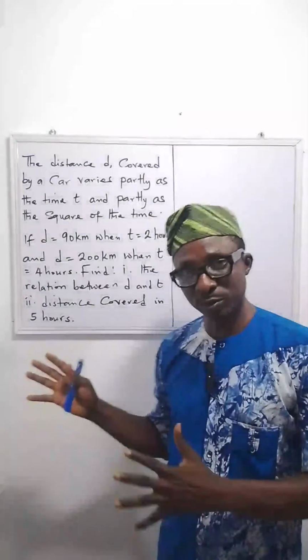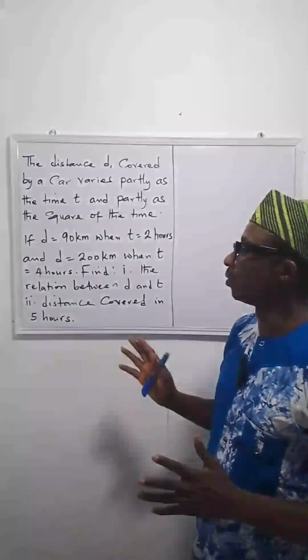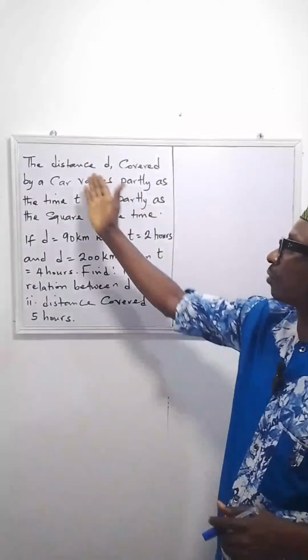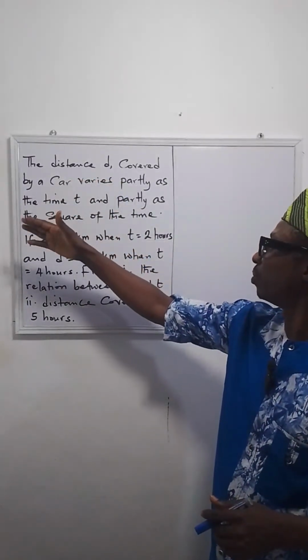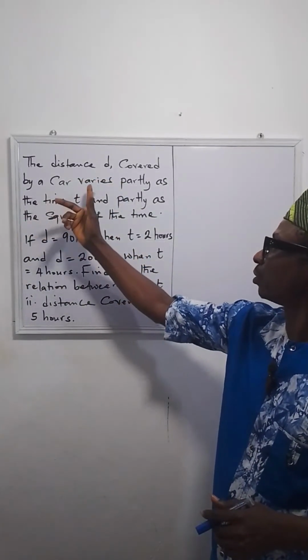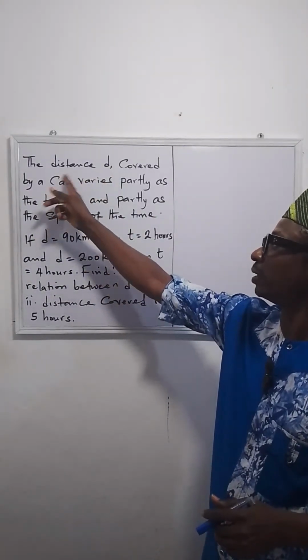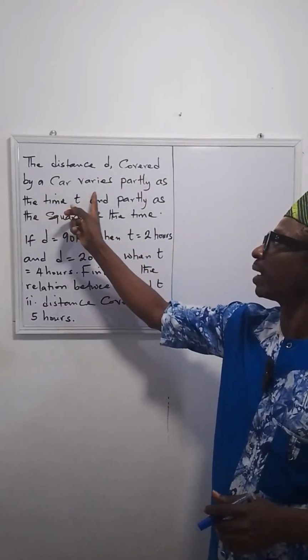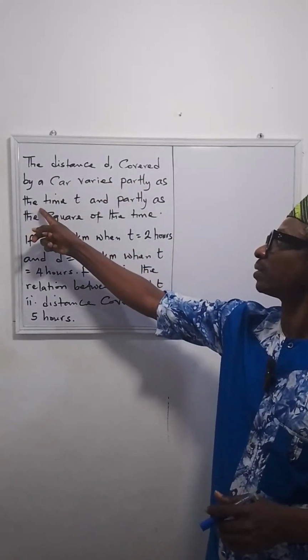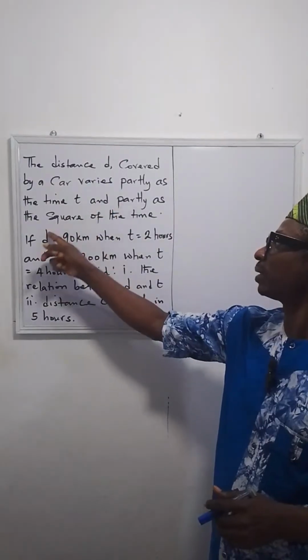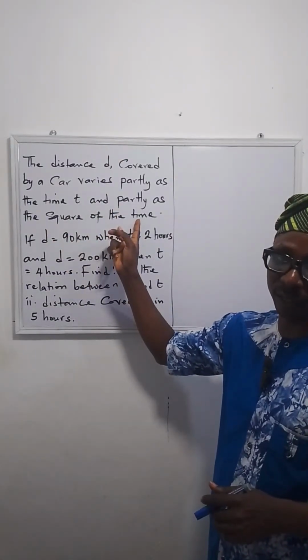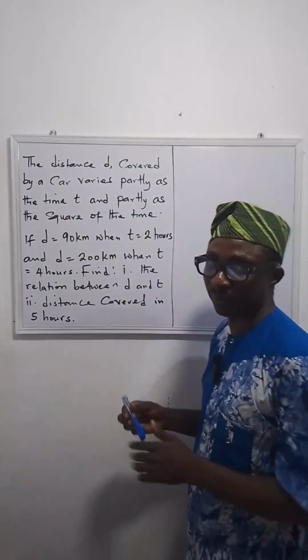Now we need to read in between the lines to understand what the question is talking about. We have two variables here: the distance and the time. The distance d covered by a curve varies partly as the time and partly as the square of the time. Okay, so now let's interpret that.